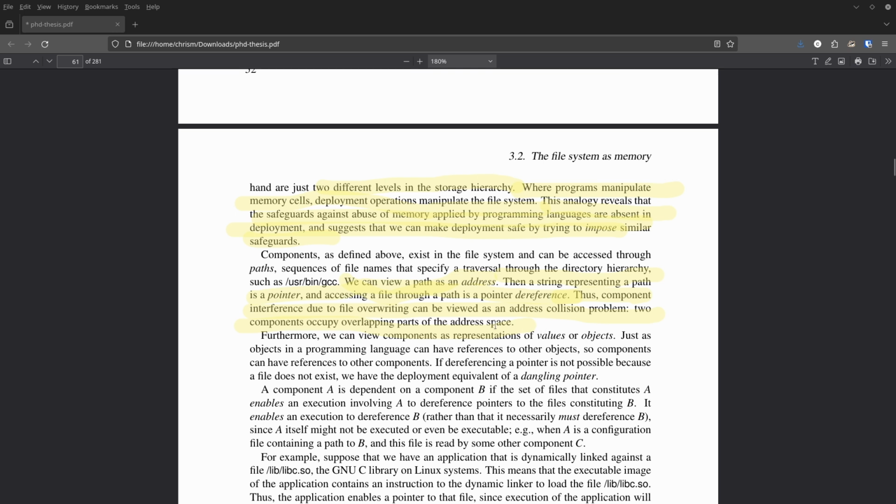Components can be accessed through paths, and we can view paths as an address, and then a string representing the path is a pointer, and accessing the file through the path is a pointer dereference.